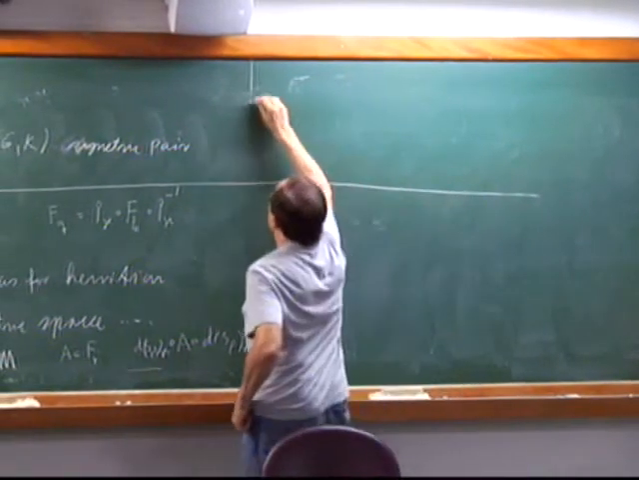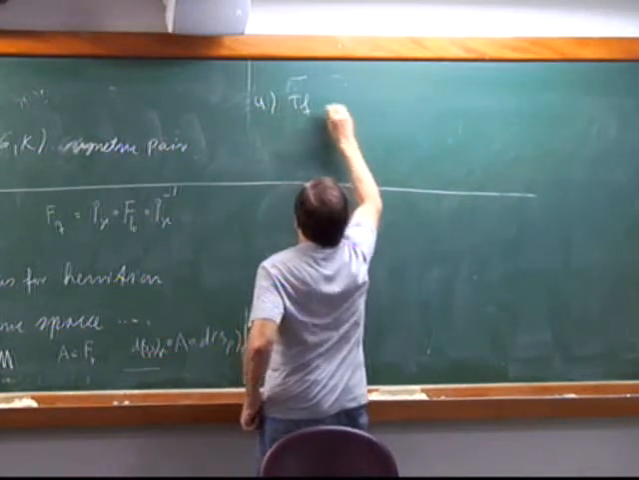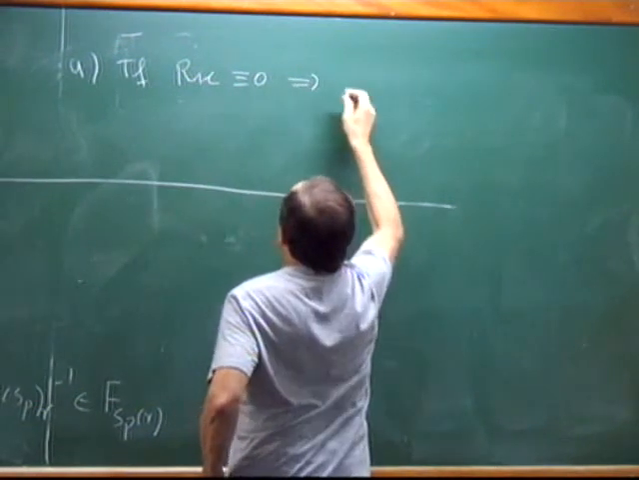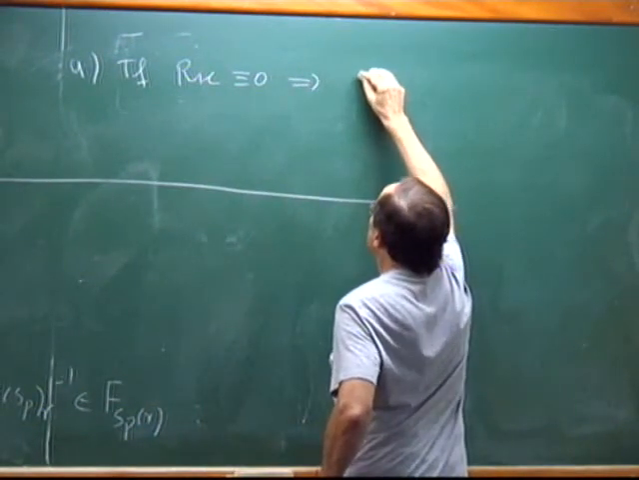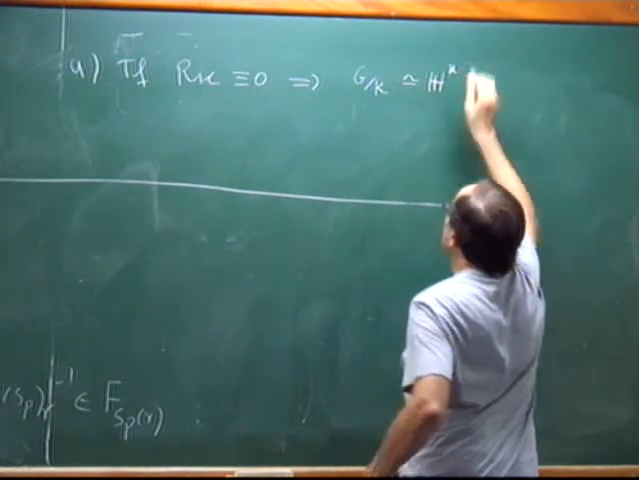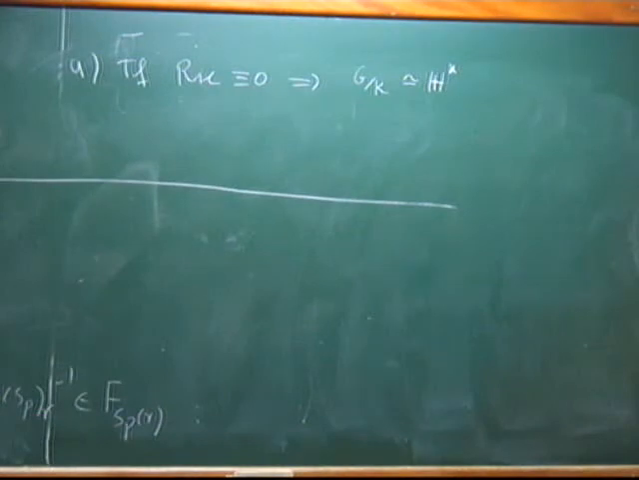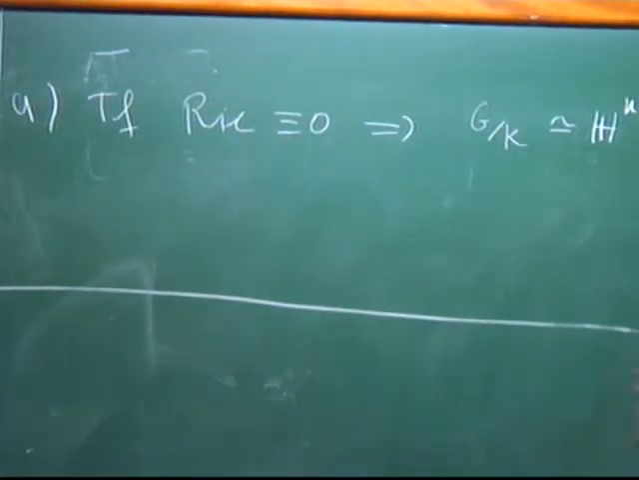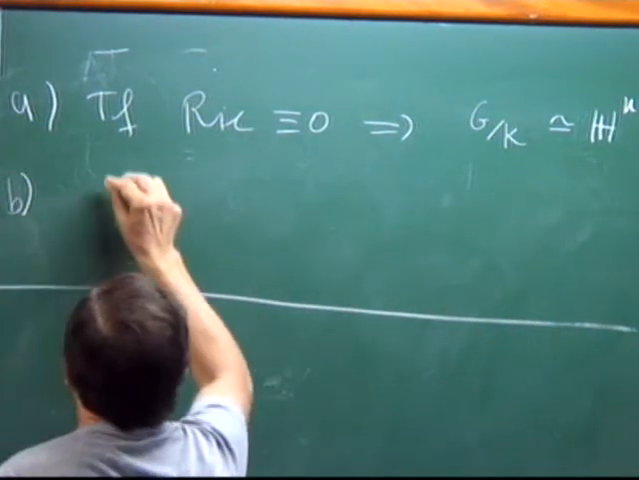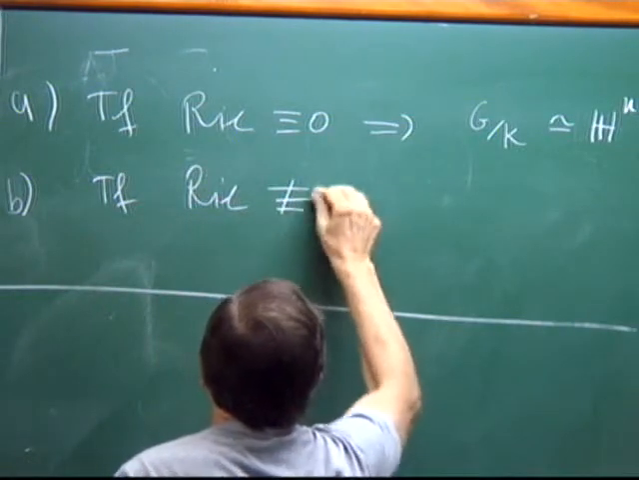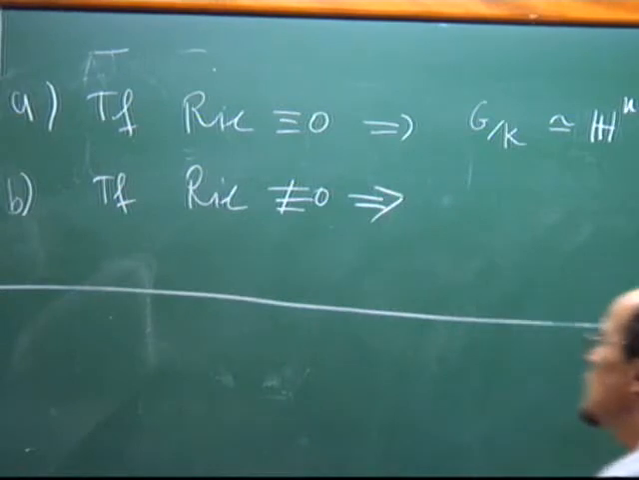Two claims. A, if the Ricci curvature is identically 0, then this implies that G mod K, my symmetric pair, is isomorphic to Hn. So Hn is a quadratic symmetric space in a very trivial fashion. That's always something we want to ignore. And in fact, if it's not identically 0, so if the manifold is not Hn, this implies lots of things.